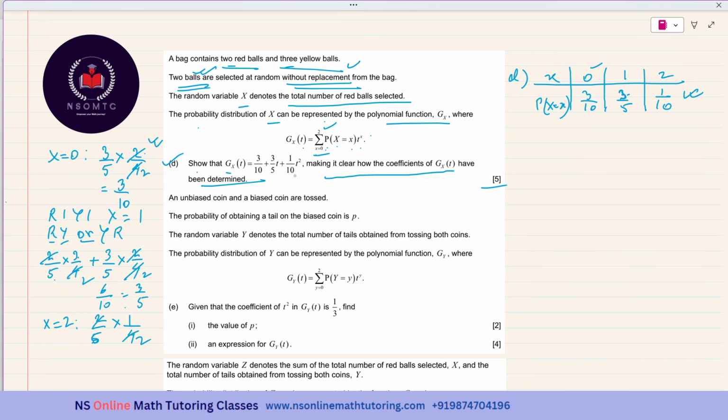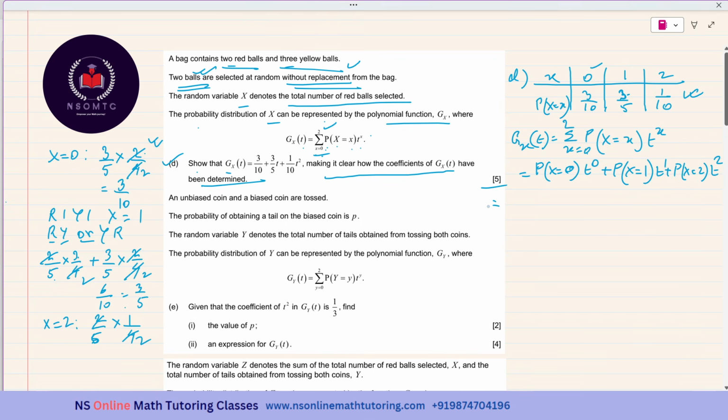And now we will be finding this G of X of t's expression. G X of t should be equal to sigma X equal to 0 to 2, P of X equal to small x and t to the power of x. So this should be equal to, first of all, X equal to 0. So it will be P of X equal to 0, t to the power of 0 plus P of X equal to 1 times t to the power of 1 plus P of X equal to 2 times t square.